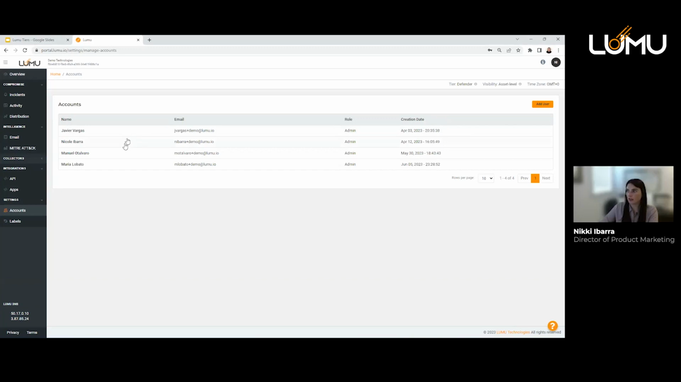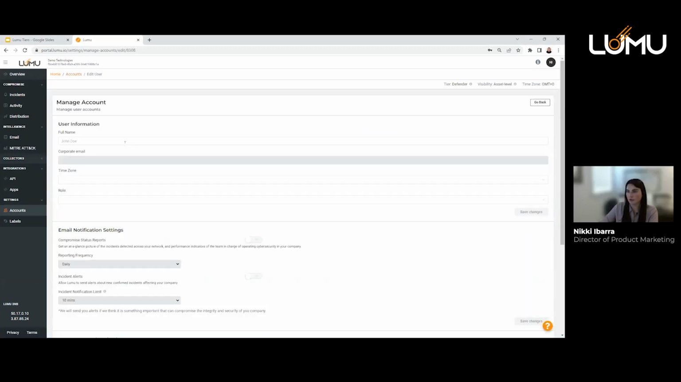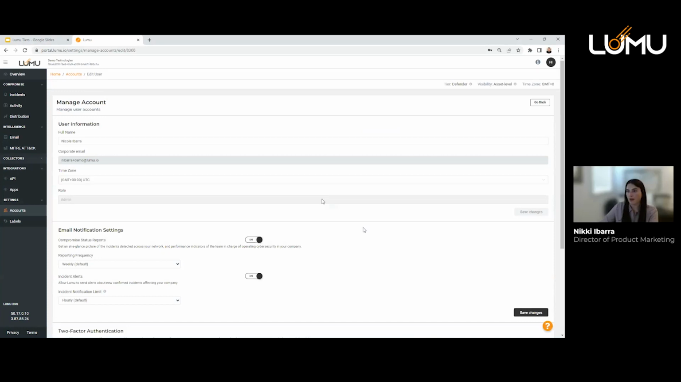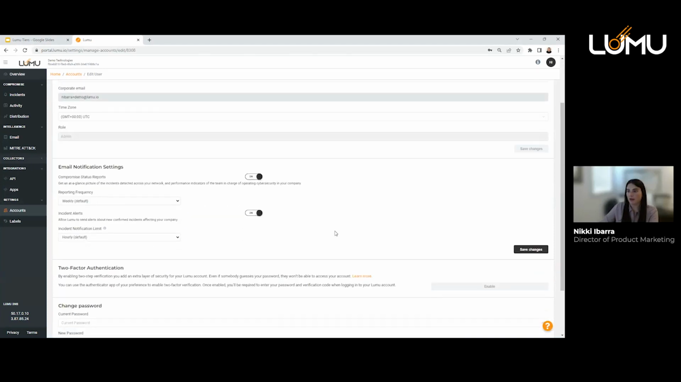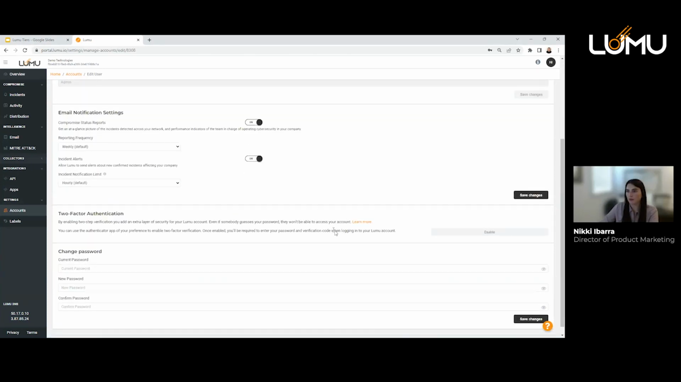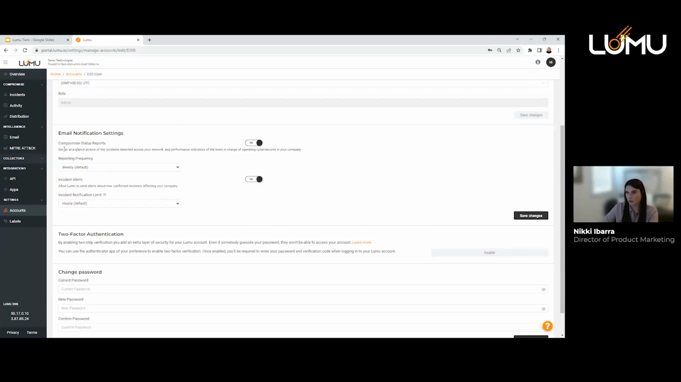So you can click on a particular user, and then you can enable their reports here. Reporting frequency under email notifications. So you compromise status reports, you're going to turn that on, make sure that's turned on for this user. And then you're going to select the frequency with which you'd like this person to receive reports.